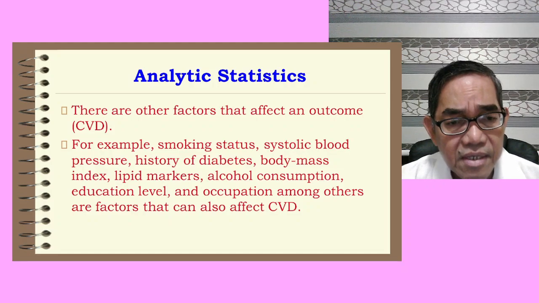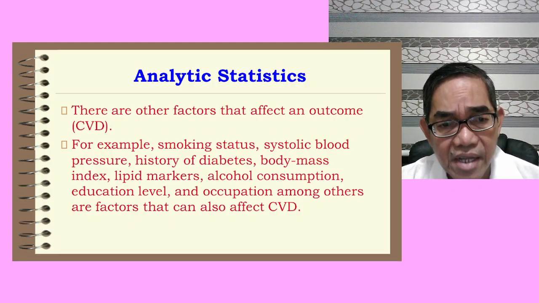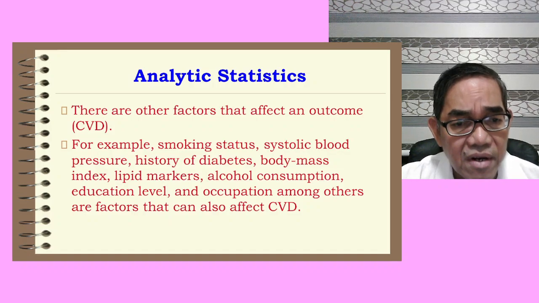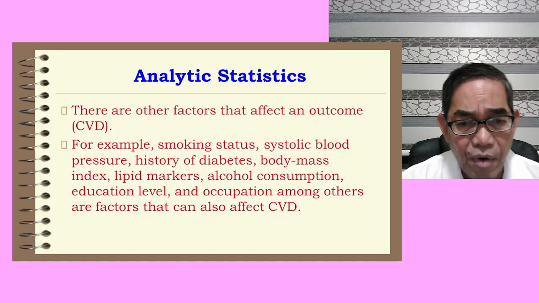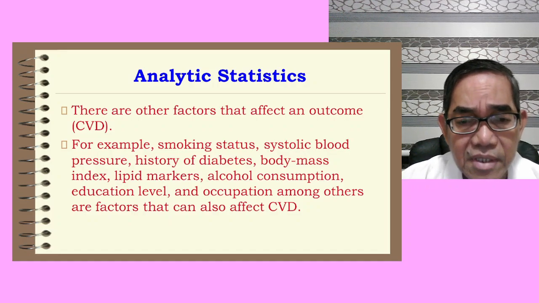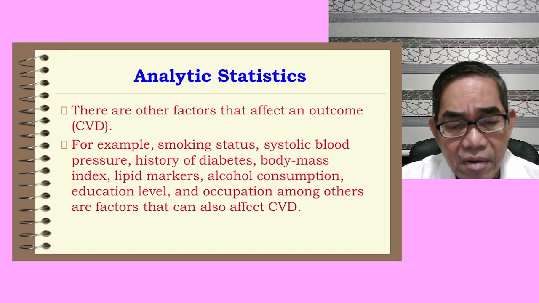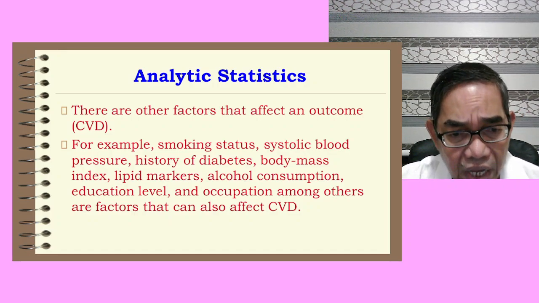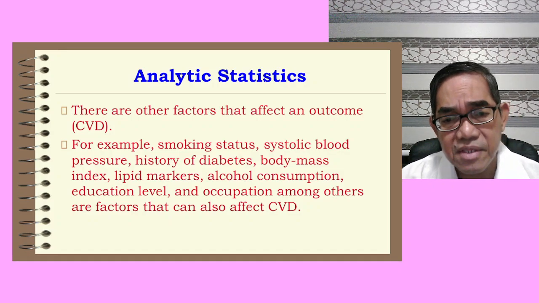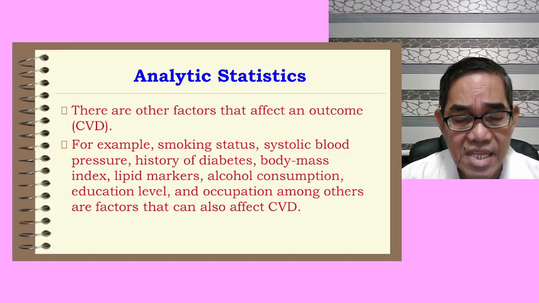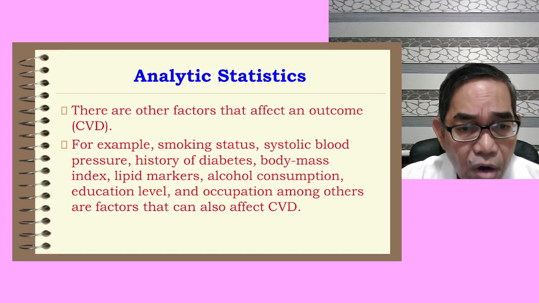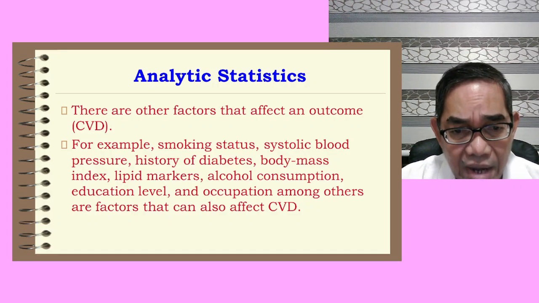You see, there are other factors that can affect the outcome, the dependent variable, the cardiovascular disease. For example, smoking status, systolic blood pressure, history of diabetes, BMI, lipid markers, alcohol consumption, educational level, occupation, among others, are factors that can also affect CVD. Just to go back, with univariate analysis, we don't look at these factors.